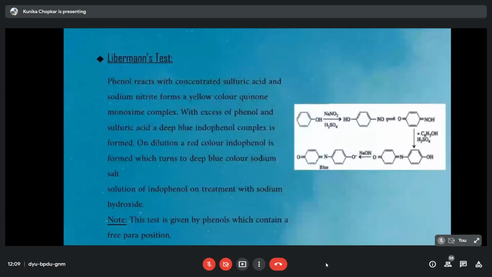Our next test is Liebermann's test. Phenol reacts with concentrated sulfuric acid and sodium nitrite to form a yellow color quinone monoxime complex. With excess of phenol and sulfuric acid, a deep blue indophenol complex is formed. On dilution, a red color indophenol is formed, which turns to deep blue color sodium salt solution of indophenol on treatment with sodium hydroxide. The point to be noted is that this test is given by the phenol which contains a free para position. As you can clearly see, here is the reaction of Liebermann test.